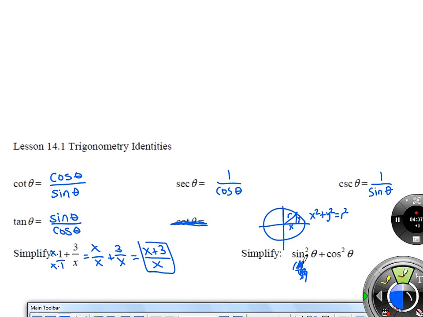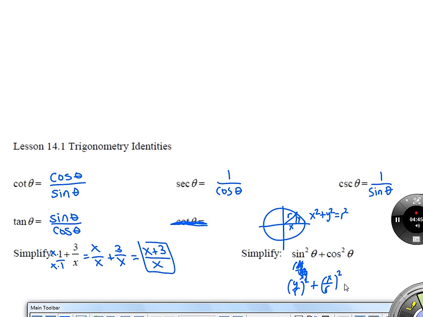Okay. The sine is y over r, and I'm squaring it. And the cosine is x over r, and I'm squaring it, then what I'm getting here is y squared plus x squared over r squared. But what is x squared plus y squared equal to?